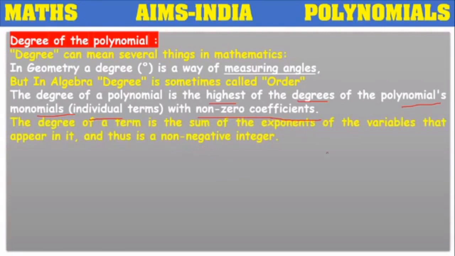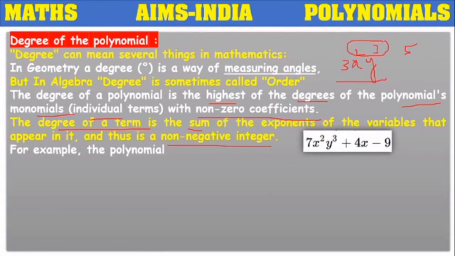Or if we have a term like 3x squared y to the power of 3, in this term, for a single term only, we have two variables. So at that time, the degree of the term will be the sum of all the exponents of the variables. So 2 plus 3. So here the degree will be 5, which is a non-negative integer.